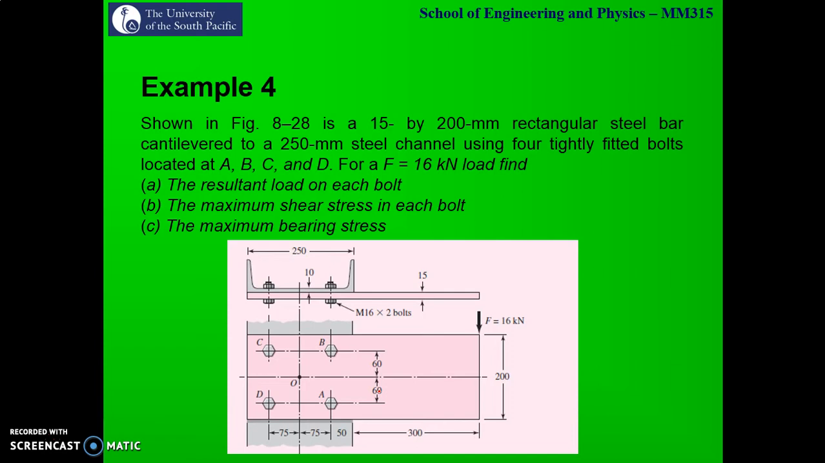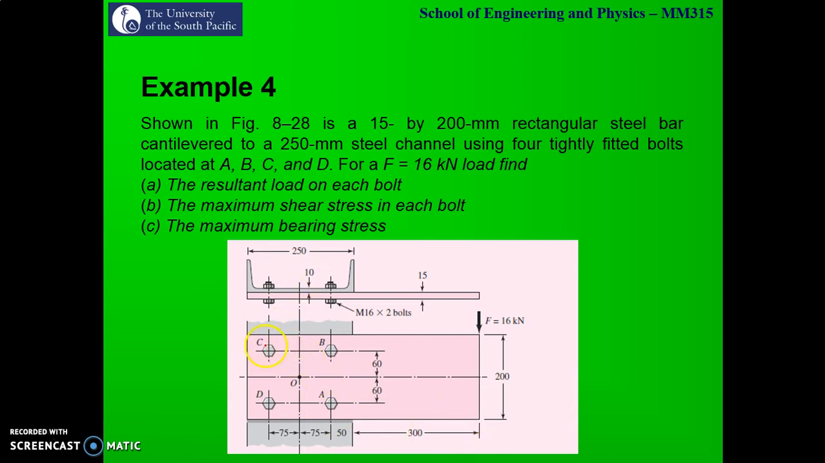So now let's look at example 4. We have a figure showing a 15 by 200 mm rectangular steel plate bar cantilevered to a 250 mm steel channel using 4 tightly fitted bolts located at A, B, C and D. The applied load is 16 kilonewton. The dimensions of the flat plate are given, which is mounted onto the C channel column. The width of this particular plate is 15 mm. The width of the C channel is given as 10 mm.